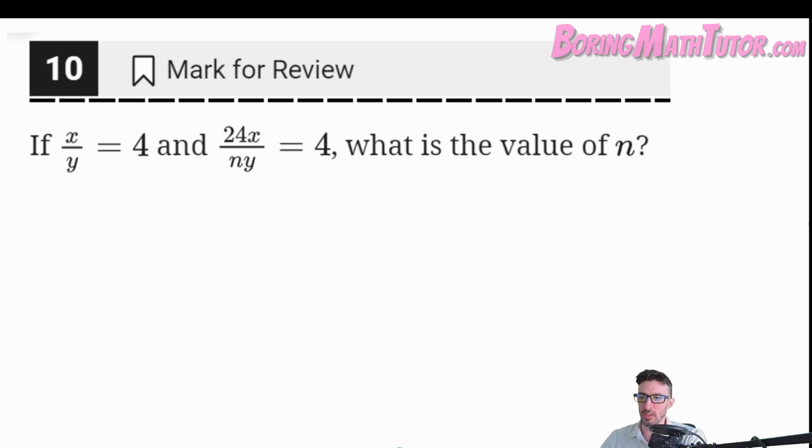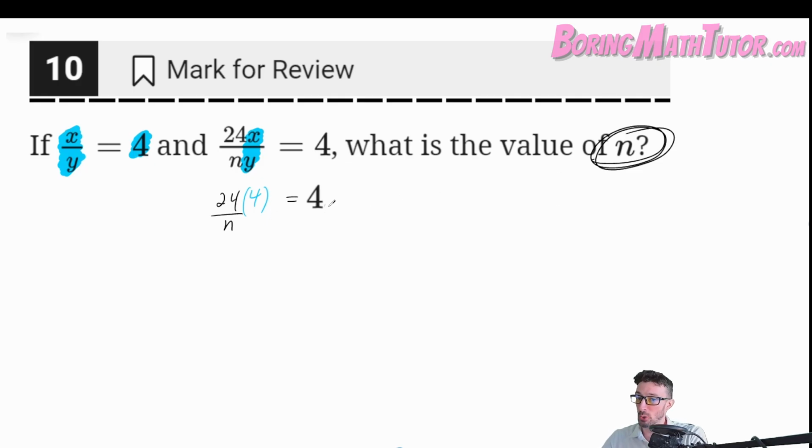Finally, they gave us a problem that is poppin'. We have x over y over here, but we also see x over y right there. And they told me that x over y is 4, so that means I can just make a cool substitution where I say it's going to be 24 over n times 4 equals, well, turns out 4. But now they're asking me what's the value of n. So all I have to do is solve this.